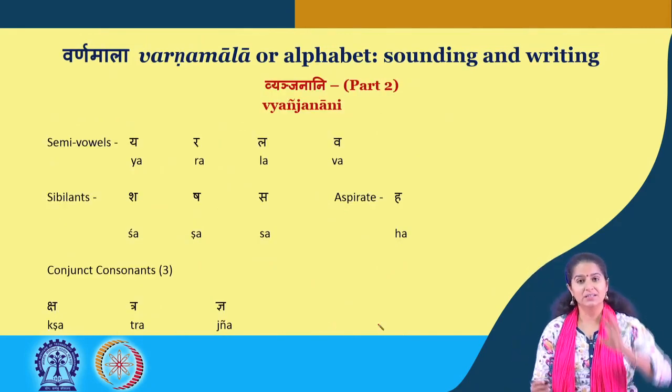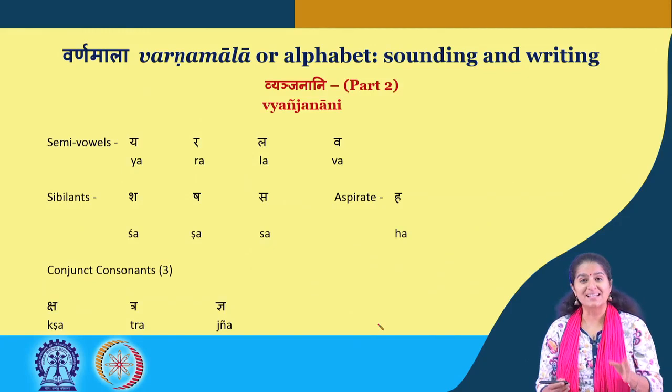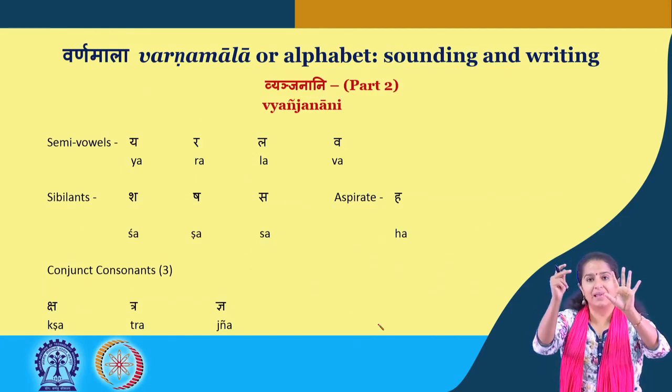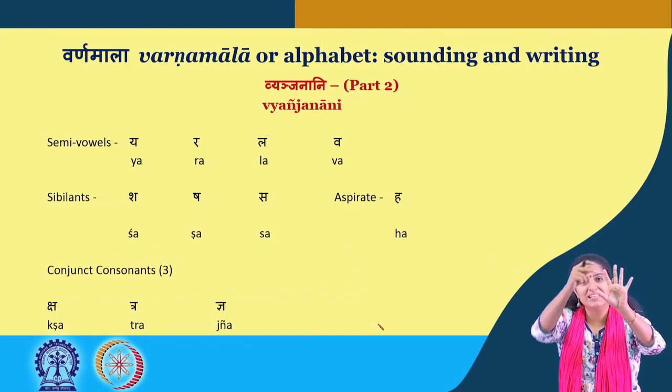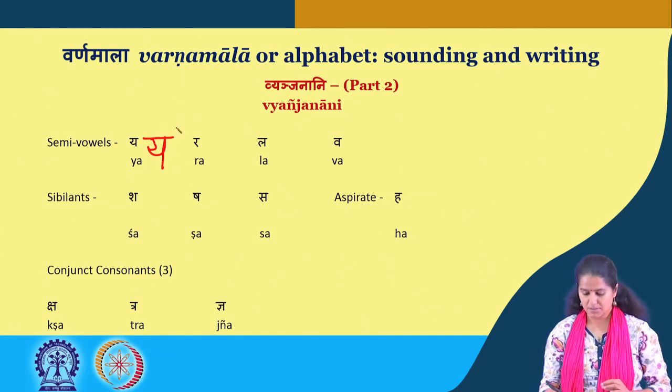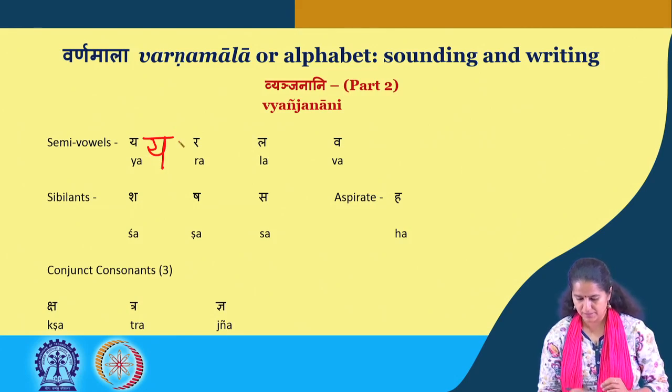Next we have the y, the semi-vowels, also known as antasthaha. And here we went from a to e, became the a. Now you go from e to a, so y. So it was like the th but minus the round at the top. Y. So you start like that, y.